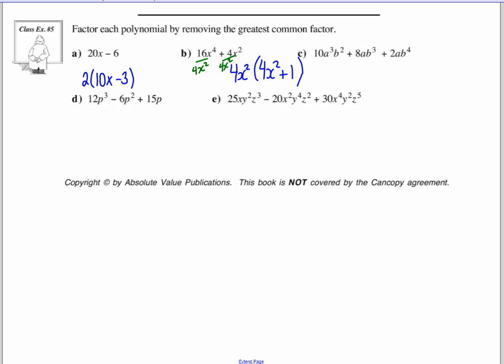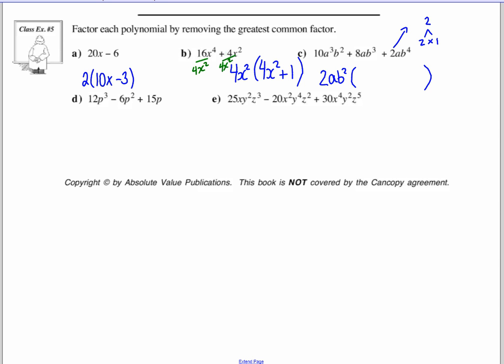Now how would you check your work? Expand it. 4x squared times 4x squared, is that 16x to the 4? 4x squared times 1, is that 4x squared? Yes. Okay, let's try another one. 10, 8, and 2. Little trick, take the smallest number and look at its factors. So the factors of 2 are just 2 and 1. So will 2 go into all of those? Yeah. Okay, 2, a cubed, a, and a. We could pull an a out of all 3 of those. Okay, b squared, b cubed, b to the 4. b squared, we can pull b squared out of each.